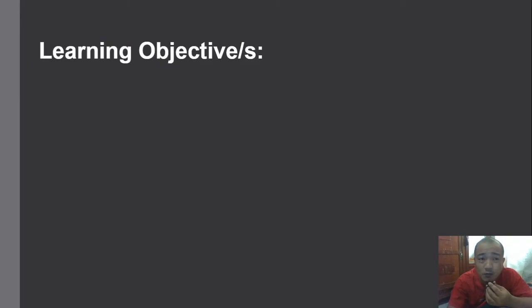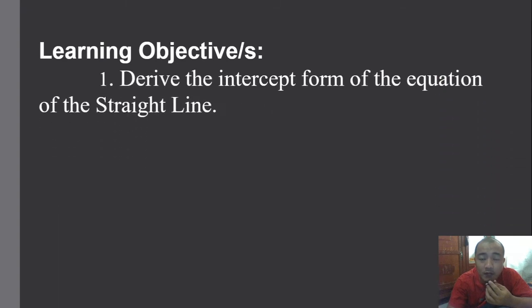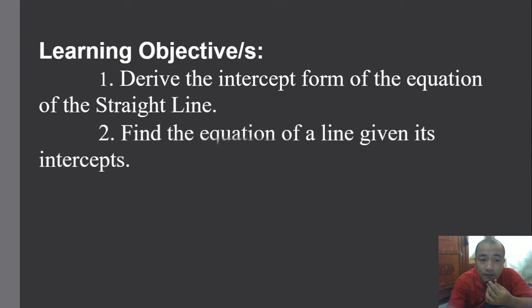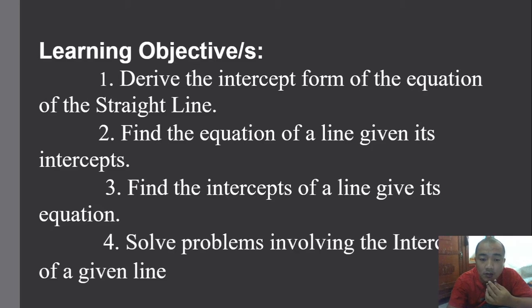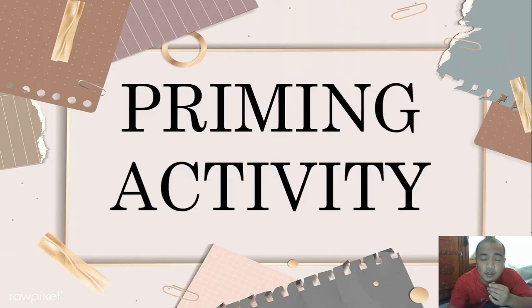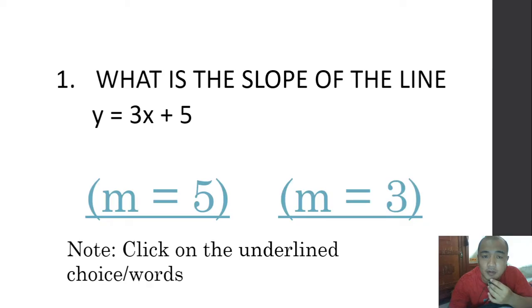For the learning objectives: number 1, derive the intercept form of the equation of the straight line; find the equation of a line given its intercepts, and find the intercepts of a line given its equation; and solve problems involving the intercepts of a given line. Before that, let us first have a priming activity before we proceed to our lesson proper.